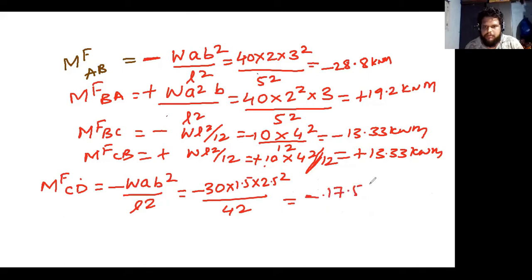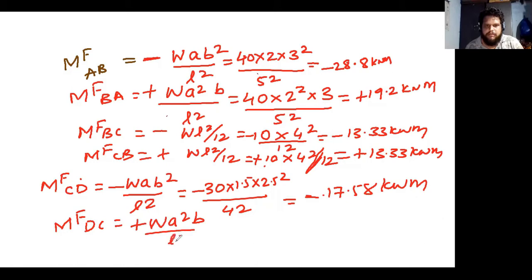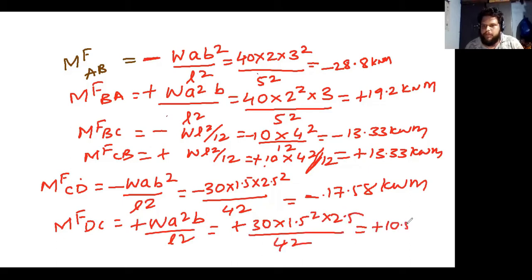Minus 17.58 kilonewton meter. Similarly, MFDC, its direction is clockwise as I have shown in the figure. So this will become W A square B by L square, plus 30 times 1.5 square times 2.5 whole divided by 4 square. So this will become plus 10.55 kilonewton meter. So this is how we have to calculate the fixed end moments. So once you know the fixed end moments, what is our next step? Our next step is to calculate the slope deflection equations.